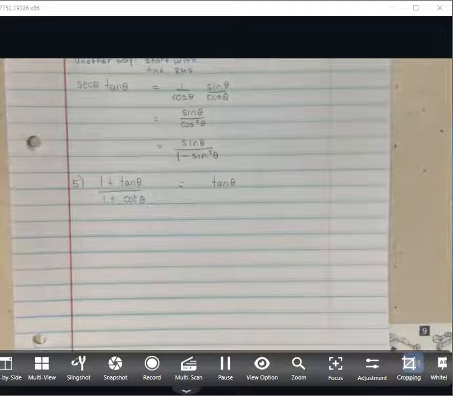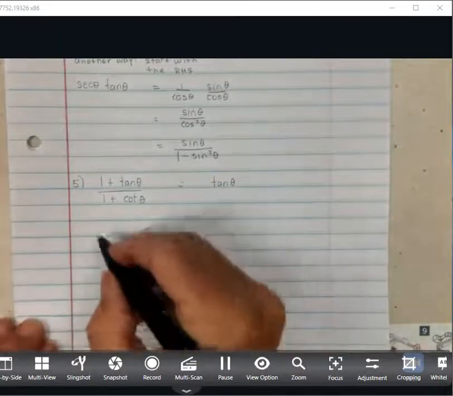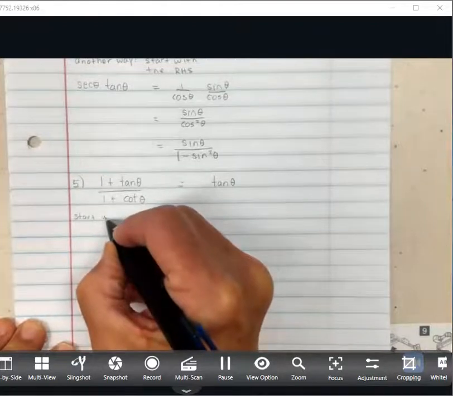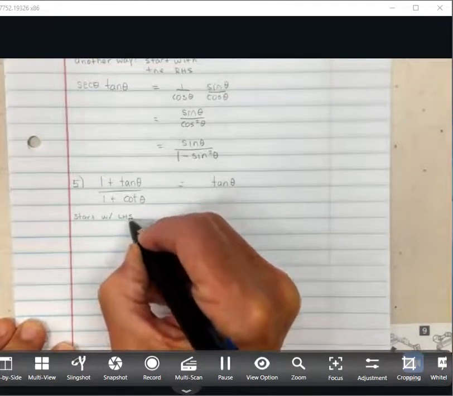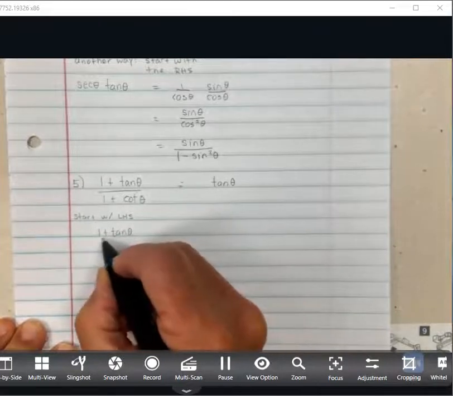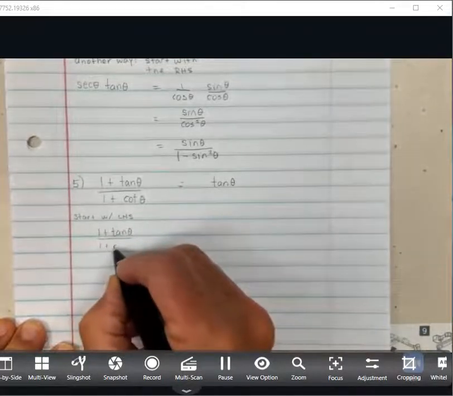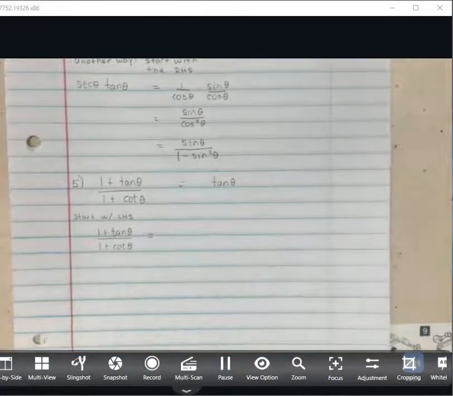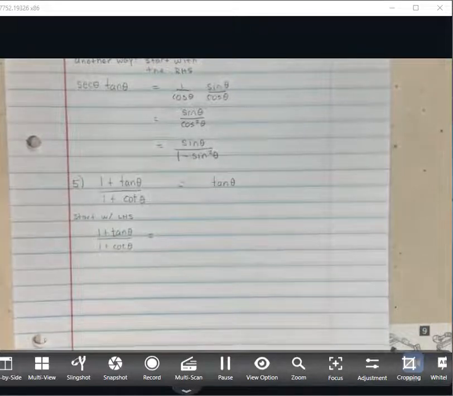Okay, so this one's obvious that I need to start with the left-hand side, right? There's nothing to do over here, so let's start with this. One plus the tangent of theta over 1 plus the cotangent of theta. All right, what do you want me to do as my first step?